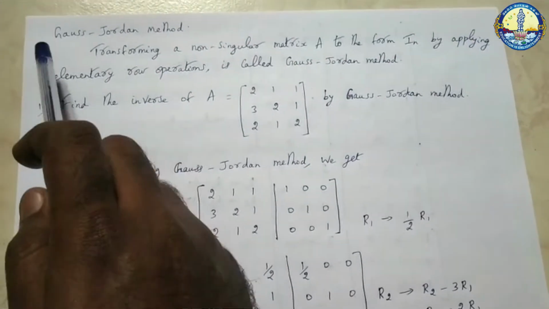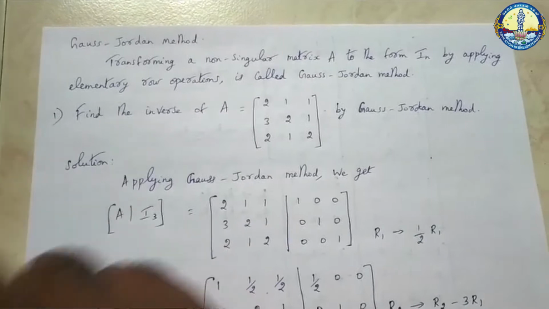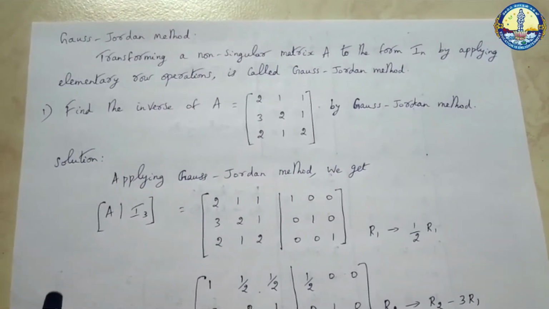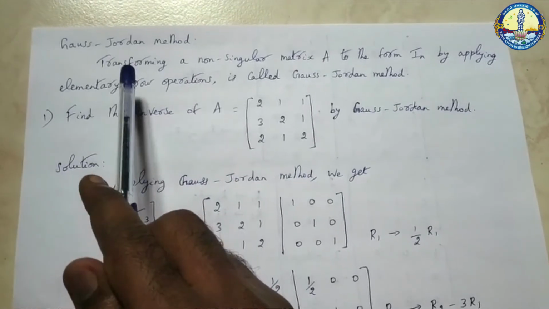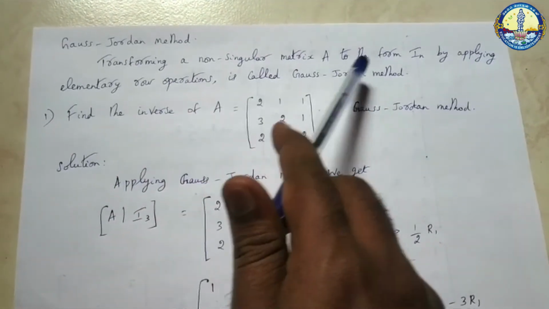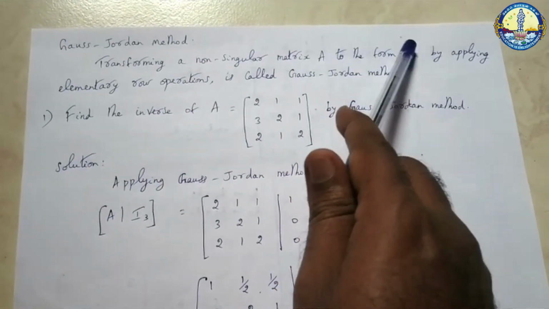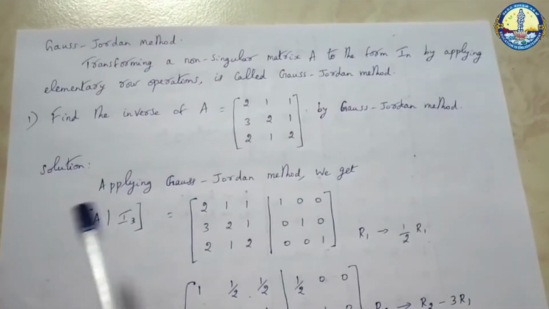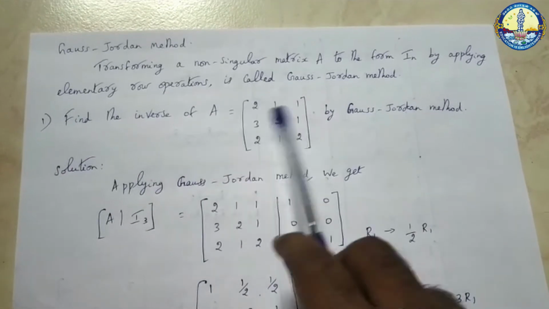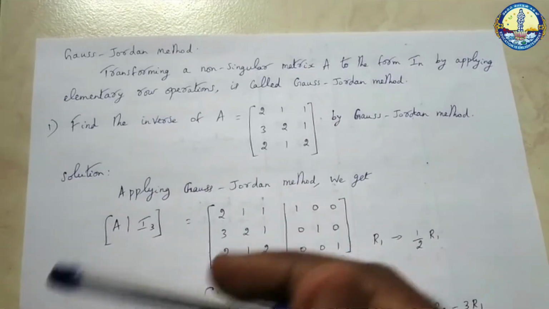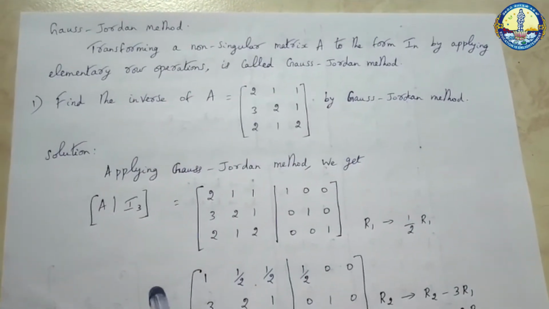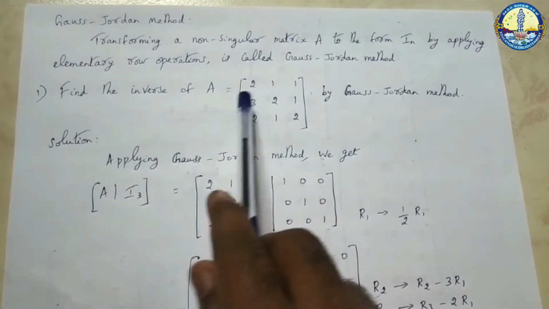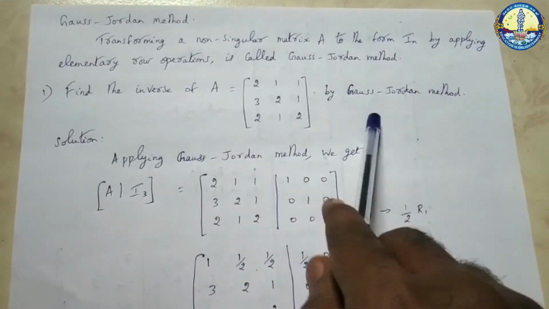So the next method is the Gauss-Jordan method. This method is useful to find the inverse of a given matrix. Transforming a non-singular matrix A to the form I, the identity, by applying elementary row operations is called the Gauss-Jordan method. That is, we change the given matrix into the identity matrix, so we can easily find the inverse of the given matrix. So let us see the problem. Find the inverse of this 3 by 3 matrix A by the Gauss-Jordan method.